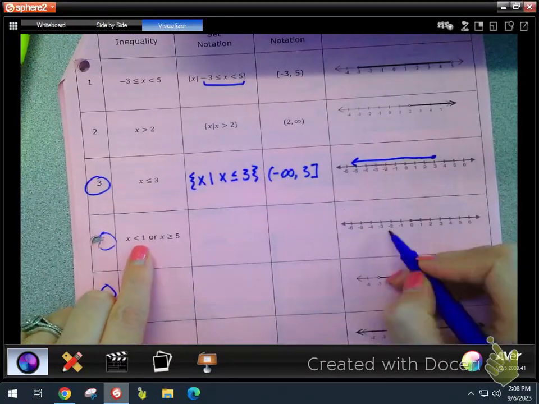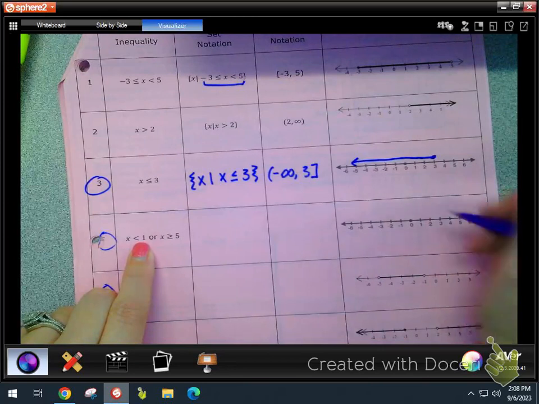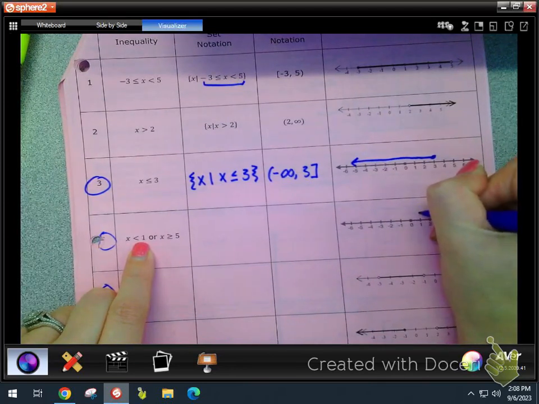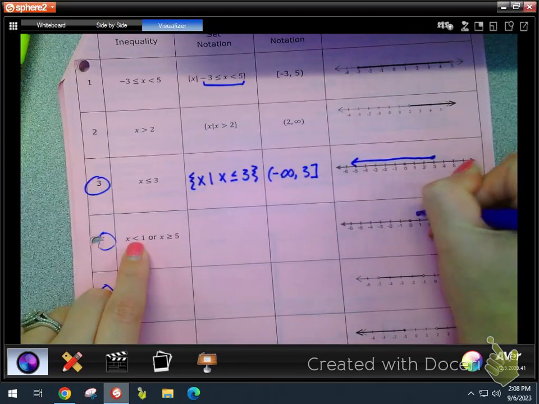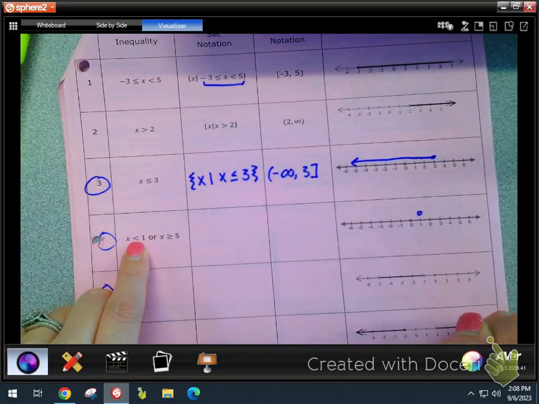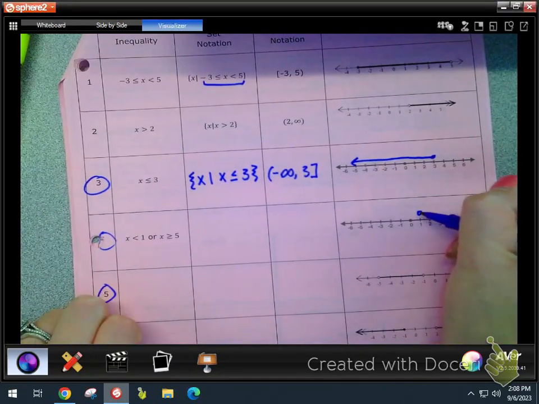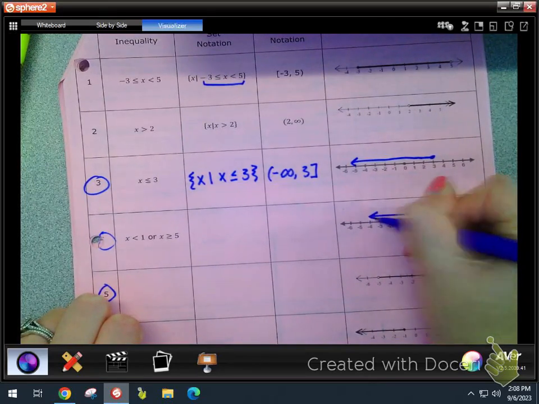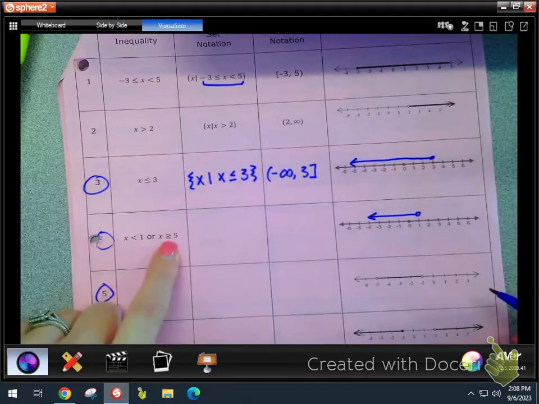Okay, so let's put our number line. At 1, are we going to put it open or closed? Open. No equal to. And which way is our line going to point? We want x values less than 1, so we need to point to the left. Y'all are going to have to do this when we solve absolute value in a few weeks.